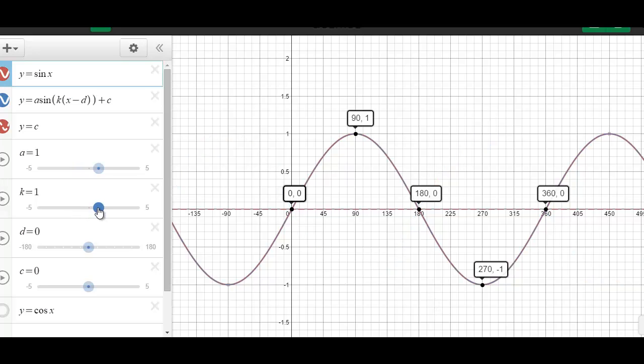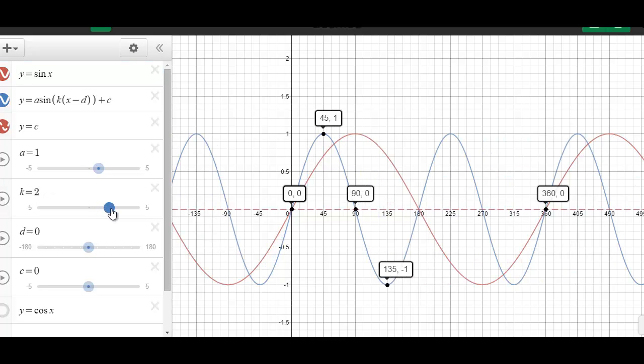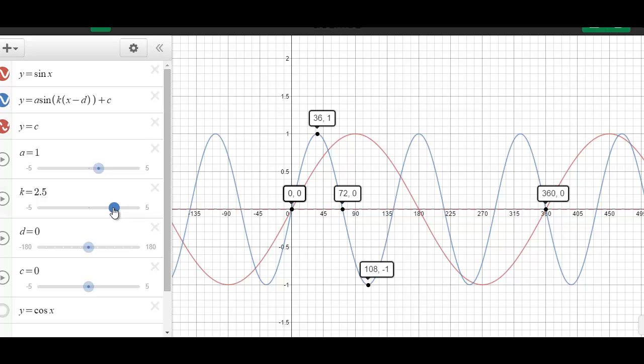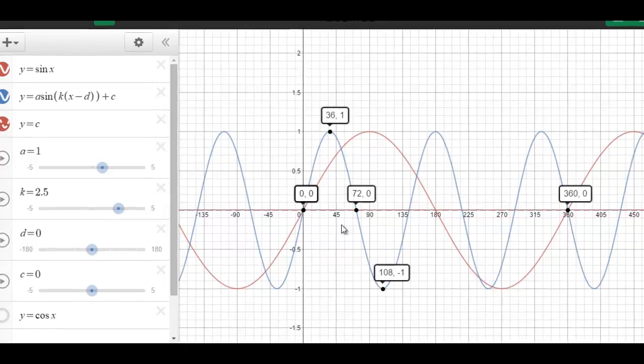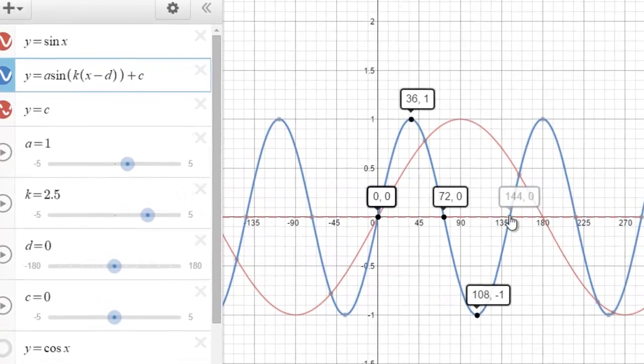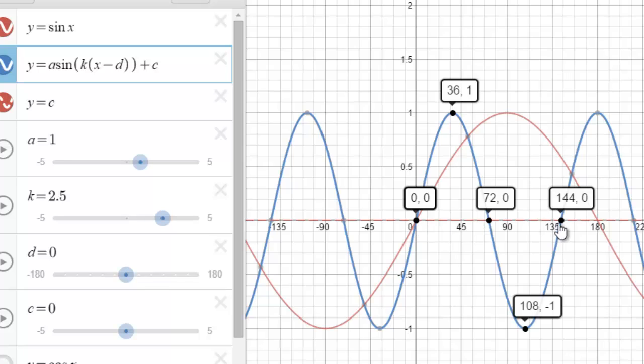Finally, we have the k value. The k value is going to compress or stretch things horizontally. Remembering that that k value also has backwards thinking. So when the k value increases, we should have a compression. And that's exactly what happens. Our curve compresses on itself horizontally, as if we're squishing it from the sides. A big change that's happening here is that our period is no longer 360 degrees. That changes depending on what the k value is. And in this case, we've now created a period that's 144 degrees when the k value is 2.5.